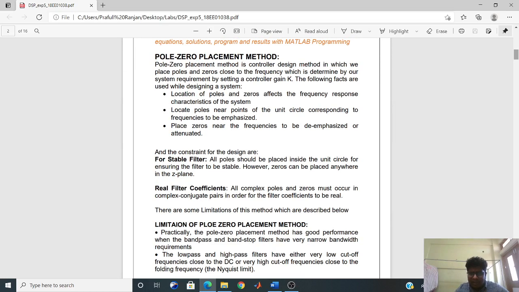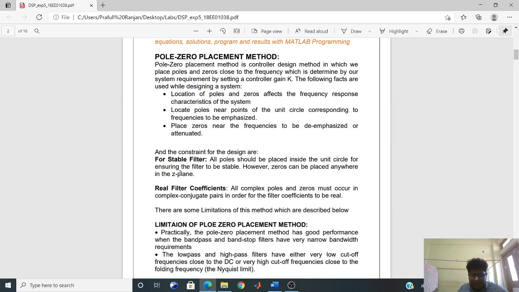The pole zero placement method is a control design method in which we place poles and zeros close to the frequency which is determined by our system requirement, by setting a control gain k. The following facts are used while designing a filter. The location of poles and zeros affects the frequency response character of the system. Also, locate poles near points of the unit circle corresponding to the frequency to be emphasized, and place zeros near the frequency to be de-emphasized or attenuated.